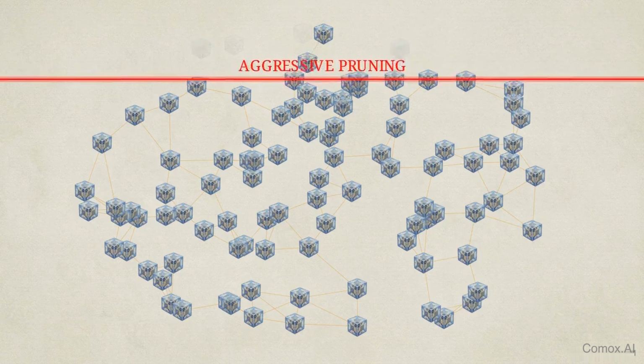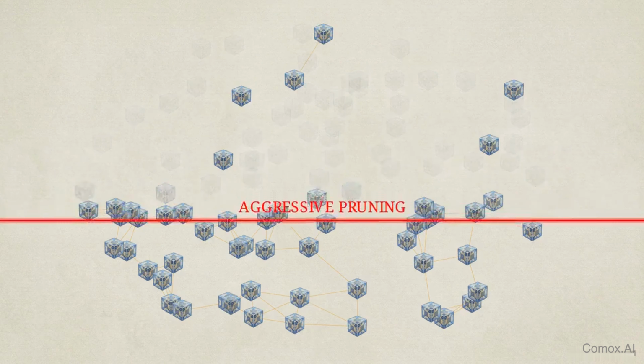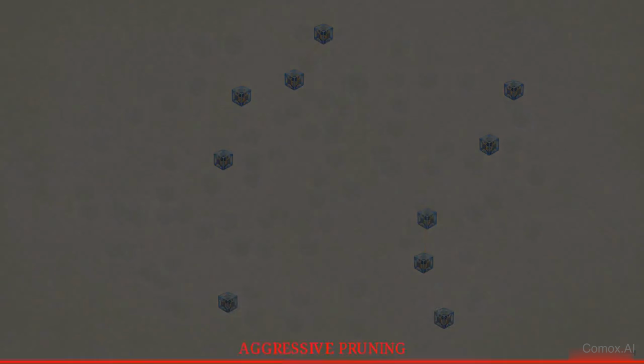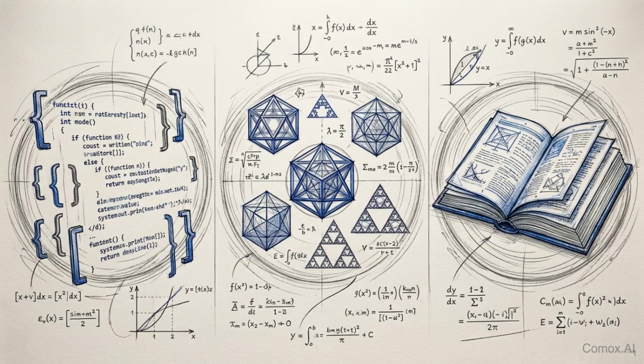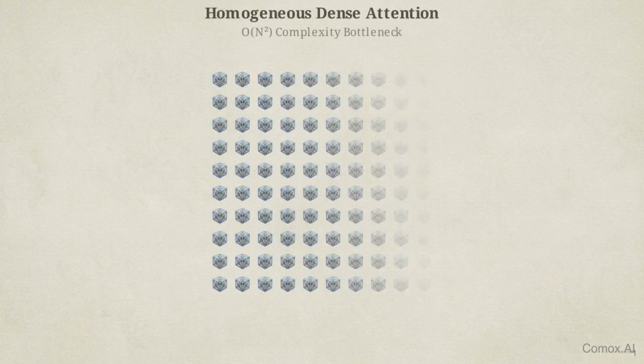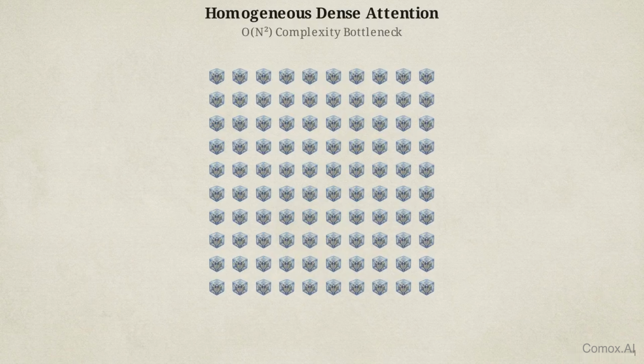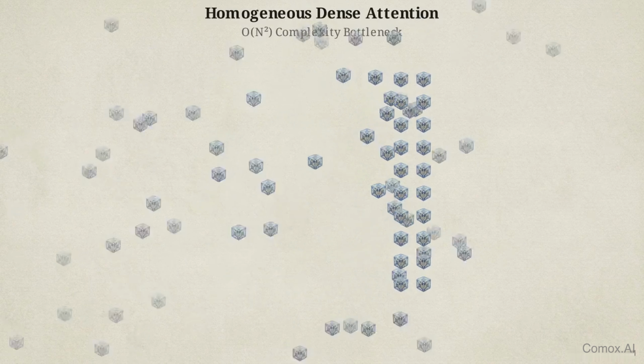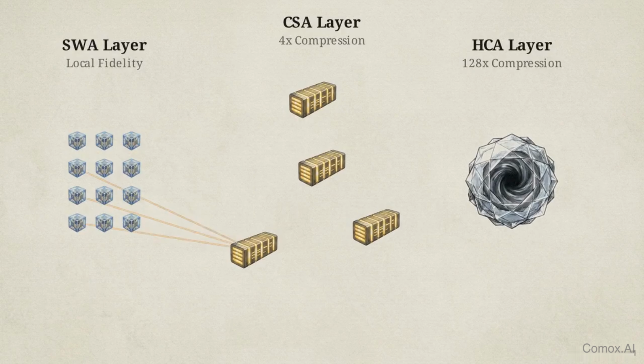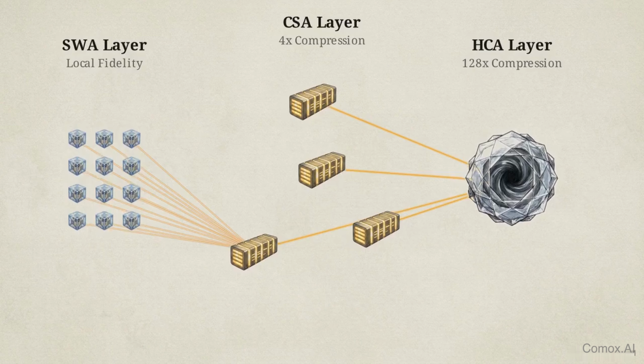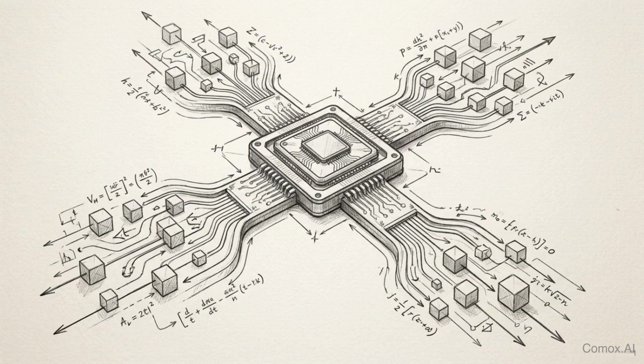Normally, cutting 90% of a model's memory footprint requires aggressive pruning that guts reasoning capabilities. V4 maintains state-of-the-art performance across coding, math, and knowledge tasks. Achieving this anomaly required tearing down the traditional homogeneous dense attention mechanism and replacing it with an asymmetric mathematical structure. DeepSeek-V4 runs on an asymmetric, three-pronged hybrid attention architecture.